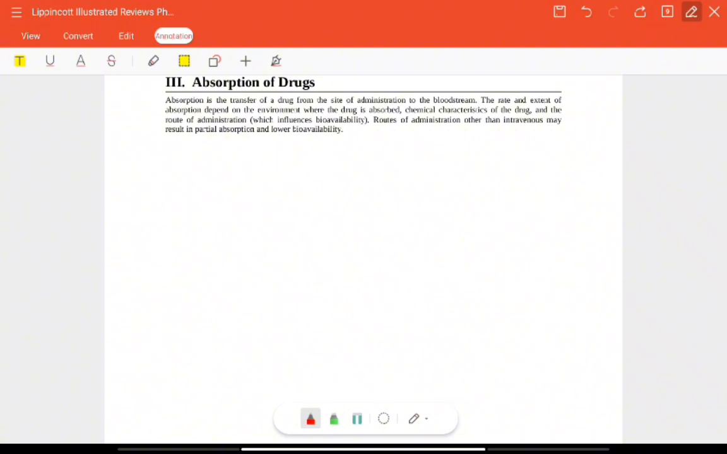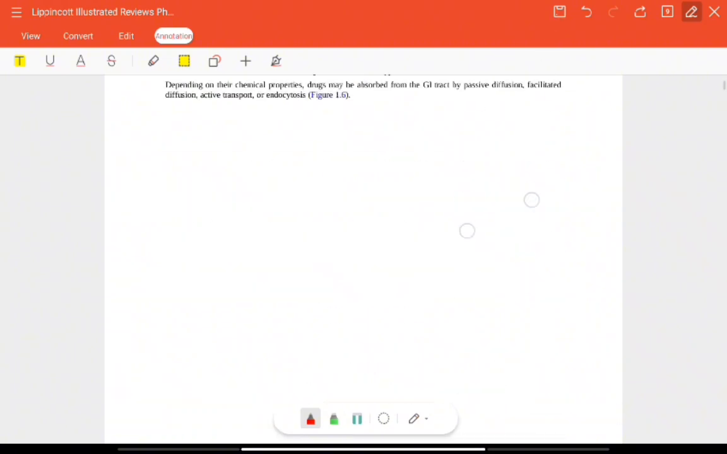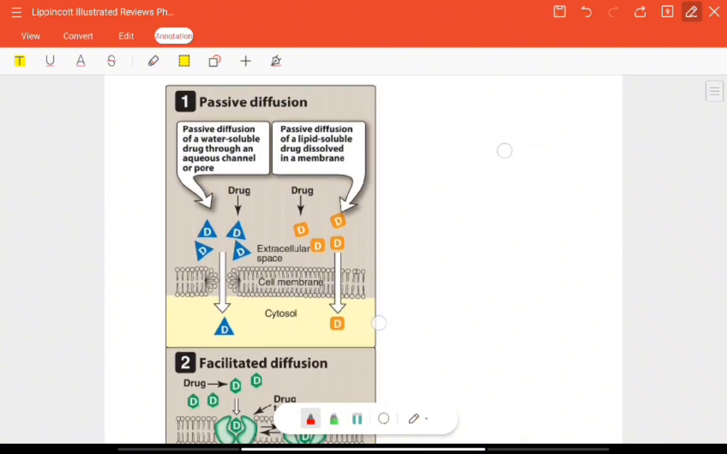Absorption is the phase where the drug goes from the site of administration. We have studied the different routes of administration to the bloodstream. Now, the mechanisms of absorption for the drug are shown in this diagram.